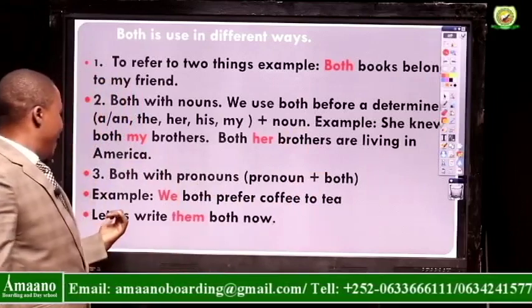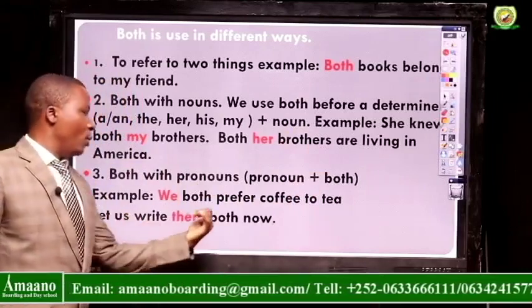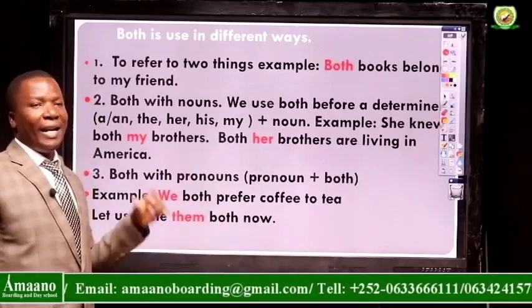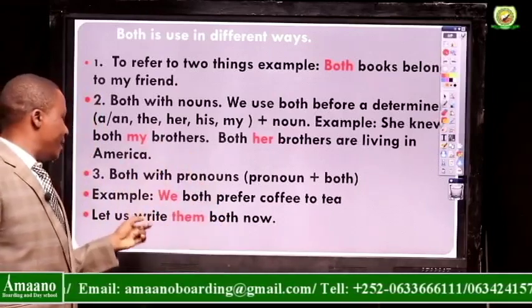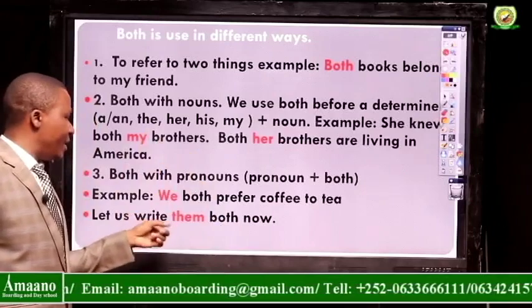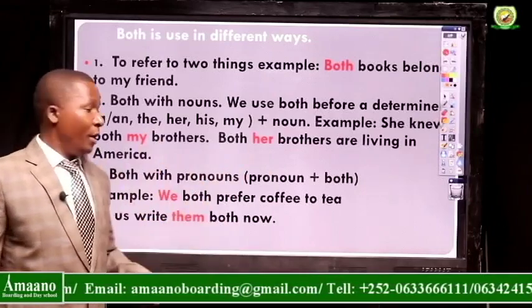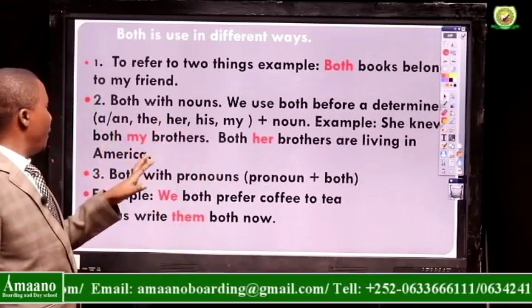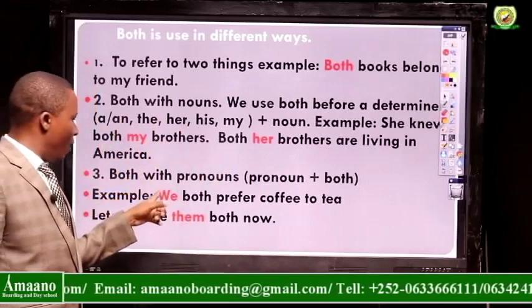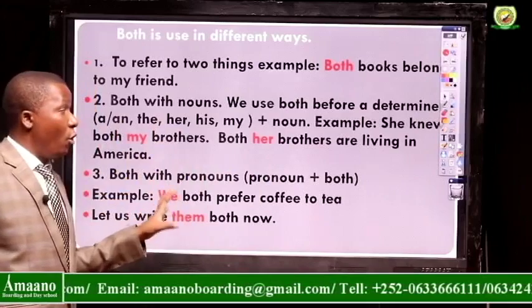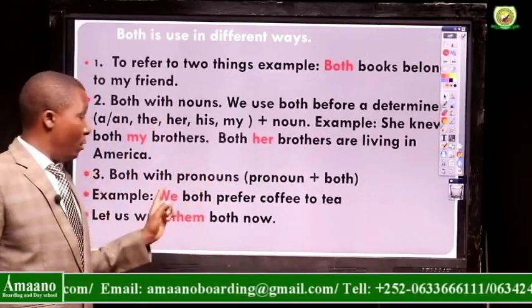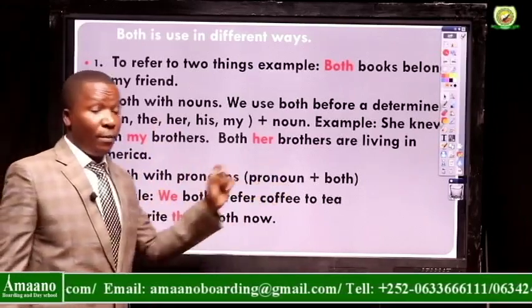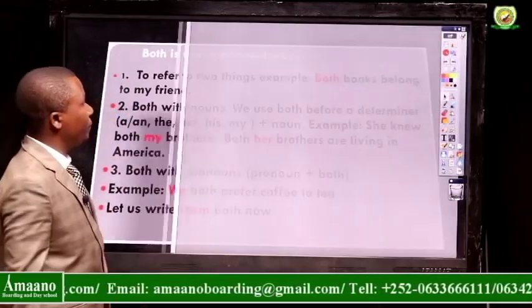We have another one. Let us write them both now. Remember them, we, my, her. We and them are all pronouns. They are all referring to pronoun plus both.